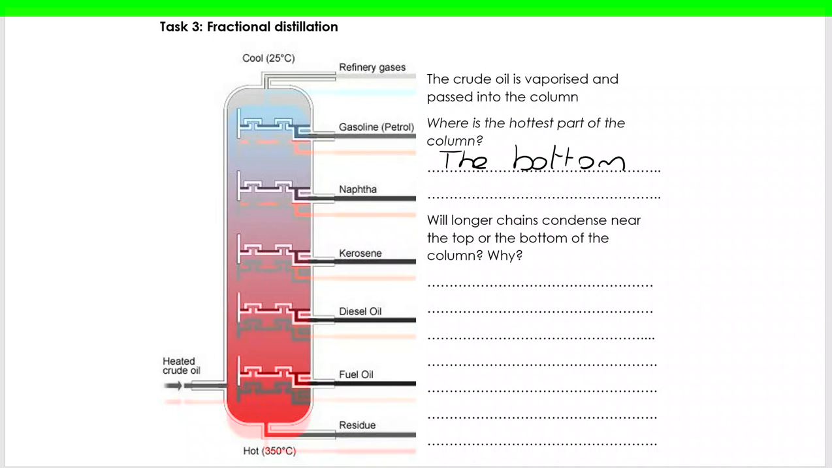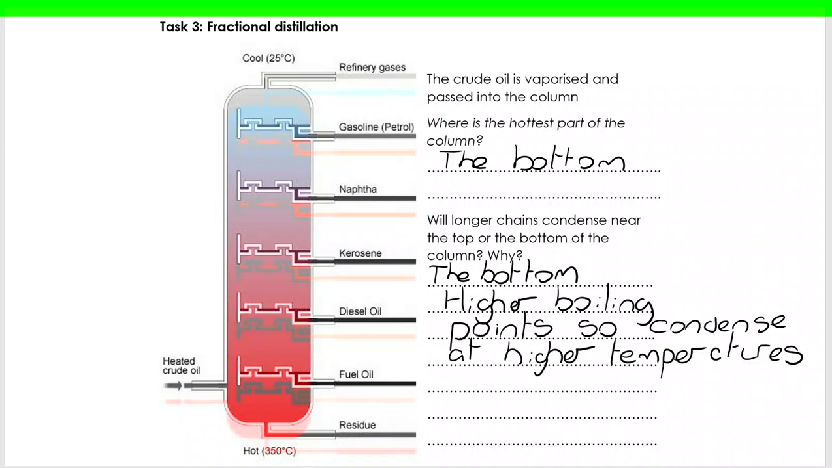And will longer chains condense near the top or the bottom, and why? And if we take a look at this, they are going to condense at the bottom. We can see that fuel oil is down here, whereas refinery gases go all the way to the top. And that's because they have higher boiling points, so they condense at higher temperatures, whereas shorter chains are able to rise up much further before they condense.